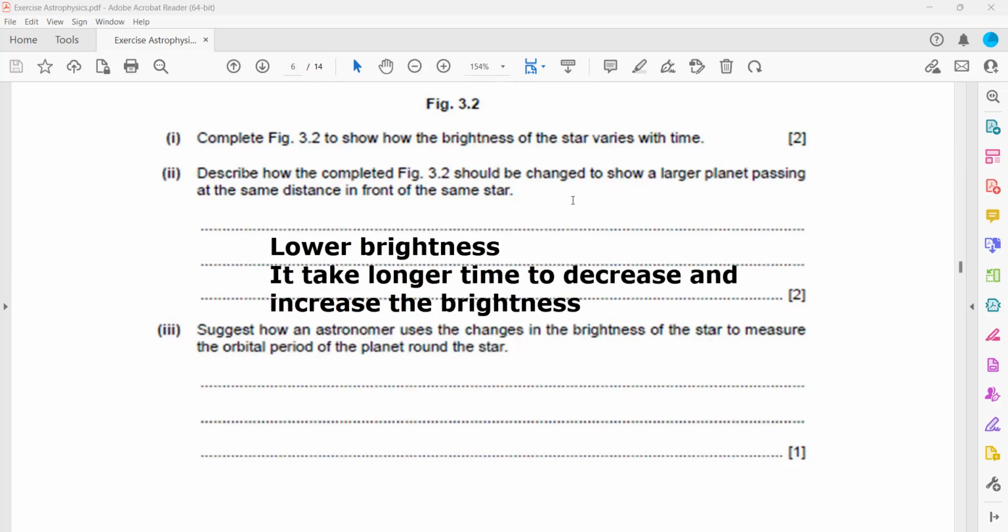Yes, sir. Then suggest how astronomers use the change in brightness of a star to measure the orbital period of a planet. Like how they can work it out. What if the big planet is closer to the sun than the small one? Yes, the time will be different. So basically, if you want to work out the orbital time period, they will look for when this thing will happen again.